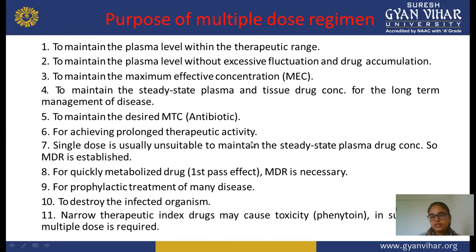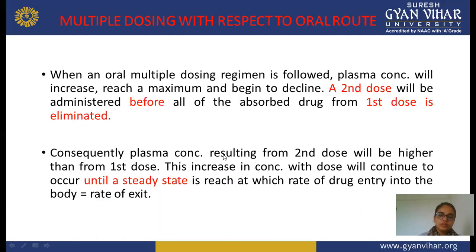In this condition, we can say that those drugs which have a narrow therapeutic index also cause some toxicity. The example is phenytoin. Phenytoin has a narrow therapeutic index and shows more toxic effect. In this, multiple dosing is required. These are the purposes of multiple dose regimen. Next is multiple dosing with respect to the oral route. We can compare these multiple dosings with the oral route or oral formulation.